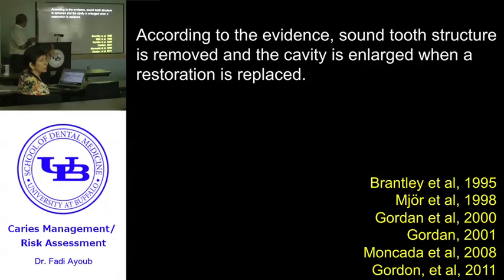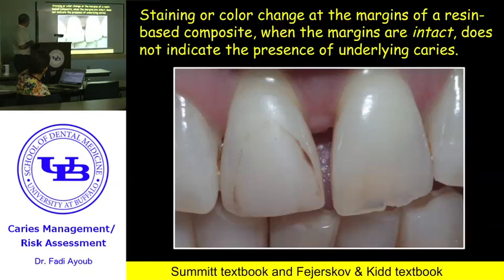That's obviously a very true statement. According to evidence, sound tooth structure is removed and the cavity is enlarged anytime you replace the whole restoration. With staining, I don't think any of us would go in there and try to repair it. It is very evident that there is a flash around it, so I think finishing and polishing can resolve the issue or can show there is a problem.